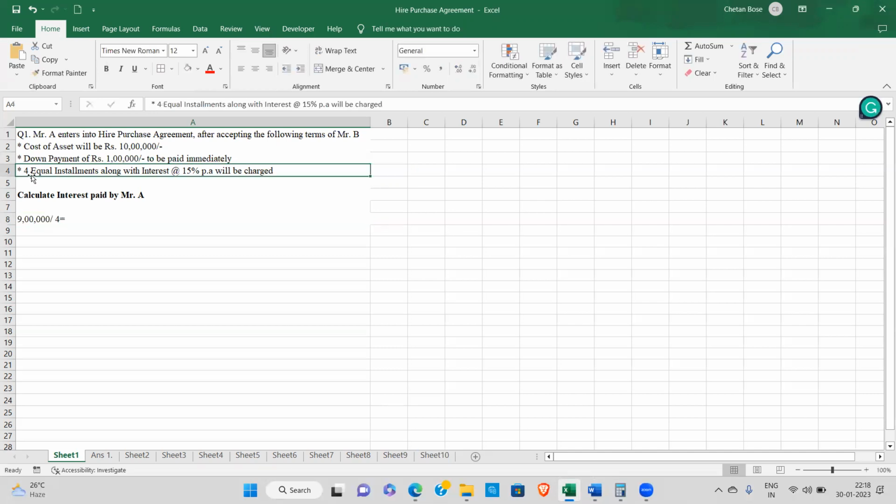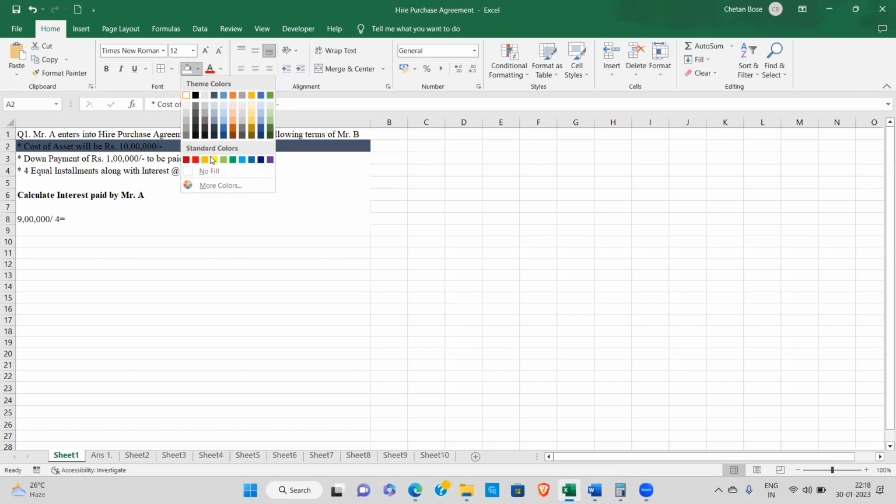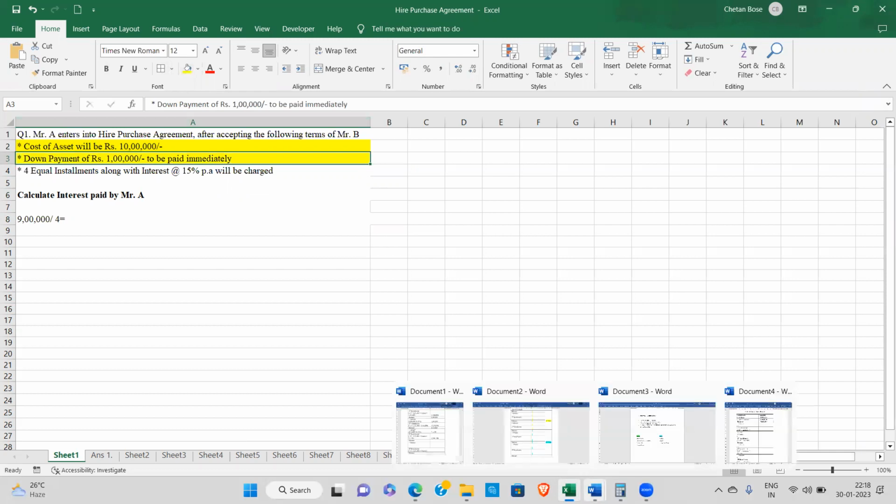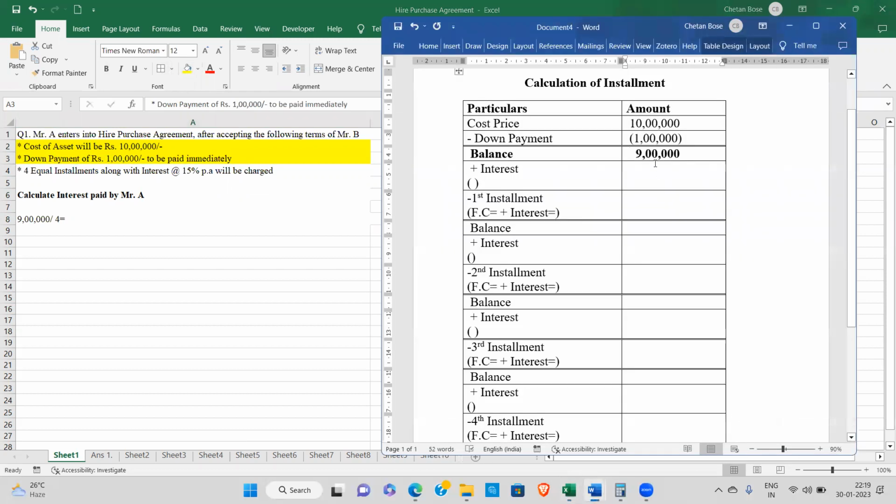4 equal installments. I have written the asset in the table, done. I have written the down payment in the table, done. Where is the table? Check. I hope you can correlate. 10 lakh rupees, 1 lakh rupees, balance 9 lakh rupees. Mr. B, who is a vendor, will he leave this 1 lakh? Will he leave this 9 lakh rupees?